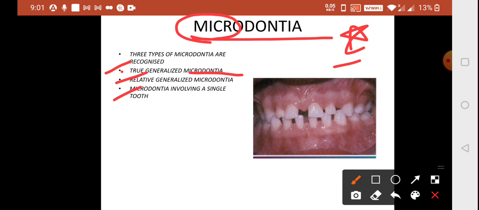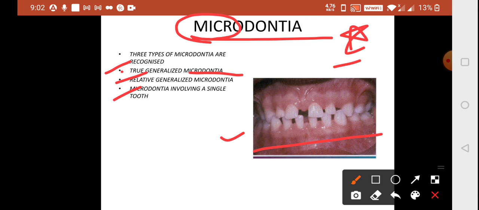True generalized microdontia here itself states that the teeth are truly smaller in size, meaning whatever the normal size of the tooth is, here in true generalized microdontia the teeth are smaller in size. Like you can see in this picture, all the teeth are smaller in size as compared to the normal size of the tooth.